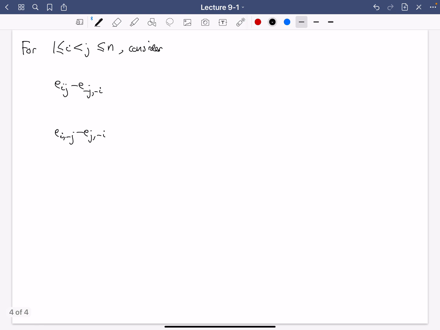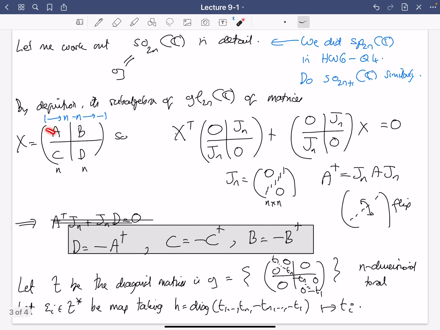And then if you also look at the transposes of these, e_(j)(-i) minus e_(i)(-j), e_(-j)(i) minus e_(-i)(j), they give you the rest of a basis. They give you the stuff that's lower triangular in A, and it gives you the stuff in C down here. So these are the transposes of the ones I just took.